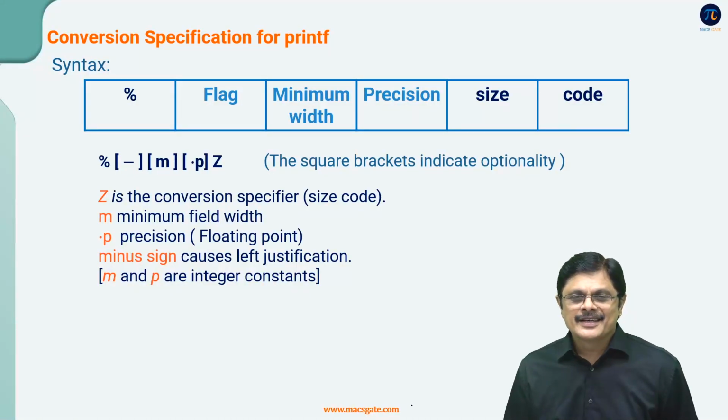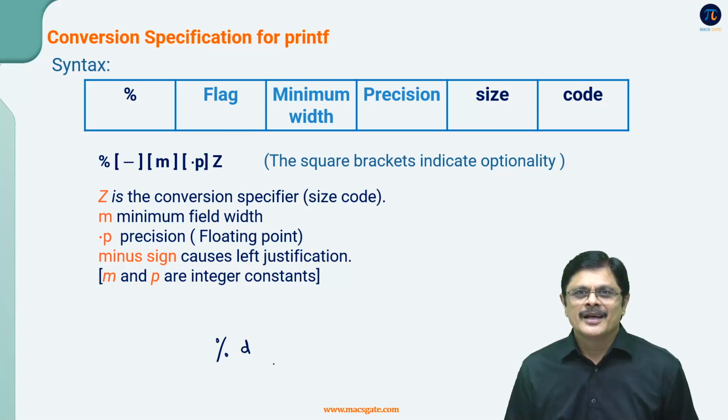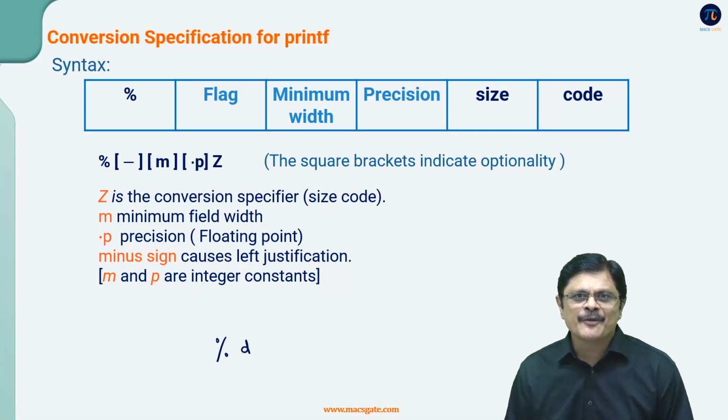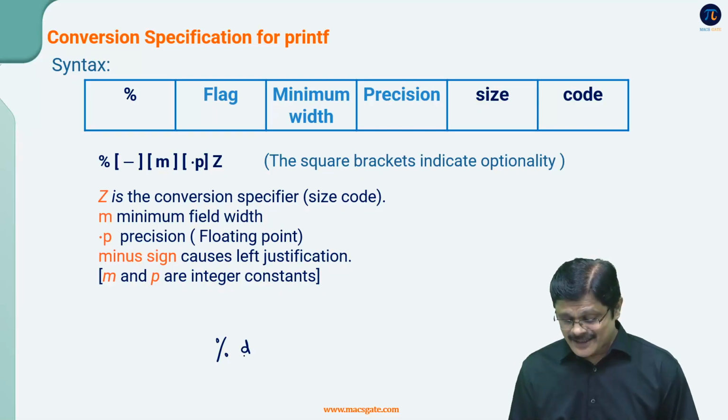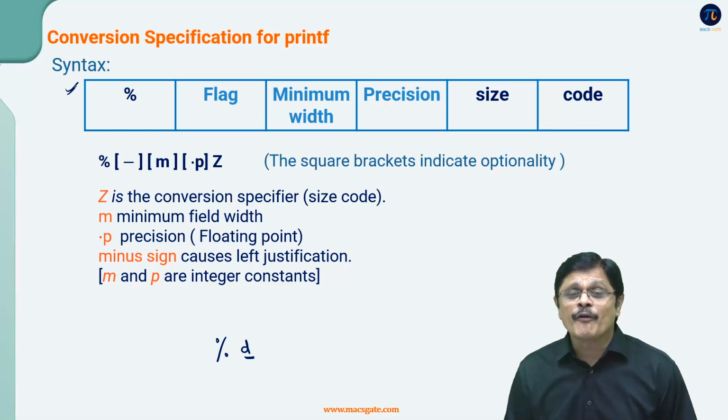Dear friends, the conversion specification for printf has the following format: percent sign and conversion specifier. This is the form of conversion specifier which we have been using so far. But the conversion specification can contain additional optional fields other than the conversion specifier. And these are the list of optional fields which a conversion specification can contain.